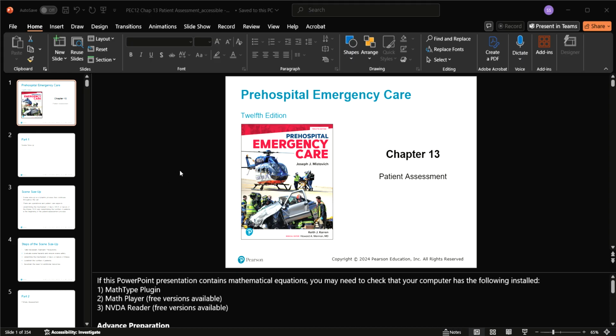SpO2 of less than 93% is a critical finding. Okay, there are special considerations. Sometimes we might have patients that it is normal for them to have an SpO2 of less than 94%. Can anybody think of a group of patients that would be normal for less than 94%? They might be elderly. No.